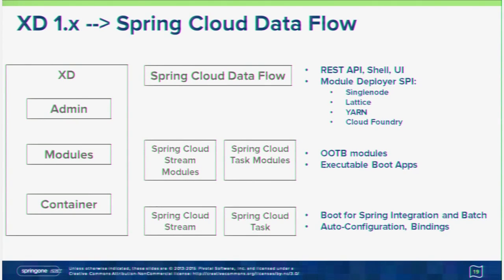All the modules that we shipped, we now have as executable jars. Another difference is they live inside a Maven repository. So instead of having a local lib directory, all the artifacts are hosted in the standard Maven repository. And on top of all this is the same REST API, the same shell, the same UI, and we developed the SPI for single node, Lattice, Yarn, and Cloud Foundry.